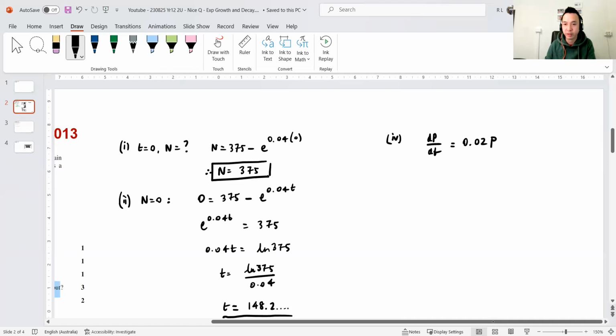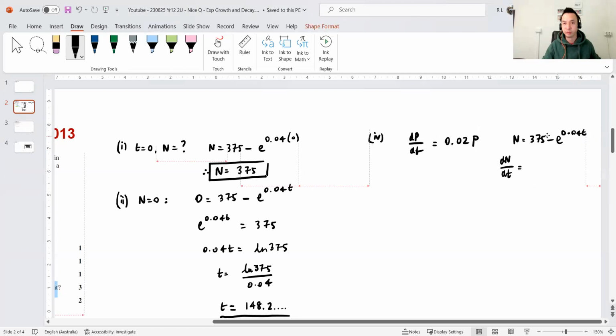0.02P, right? And I have N equals 375 minus e^0.04t, right? I have those two things. So I need to set this guy equal, right? The best way for you to think about this is, maybe I'll start with this side, right? So dN/dt equals, now if I differentiate this, sorry, I've got no horizontal space, so I'm just going to move this over a bit.